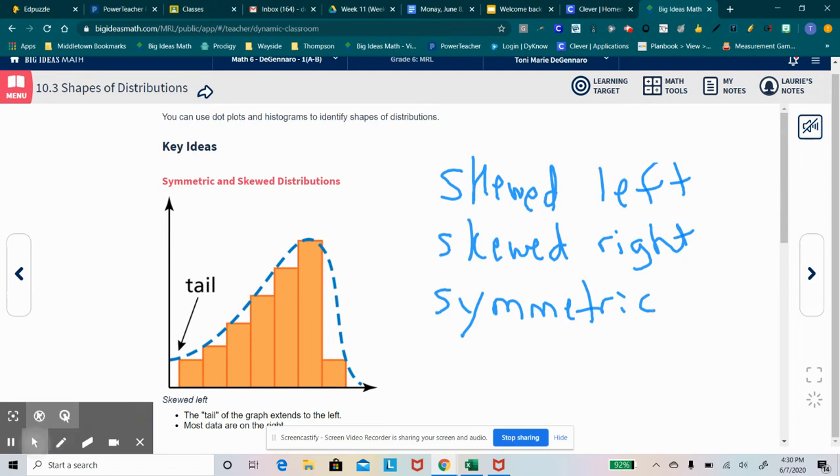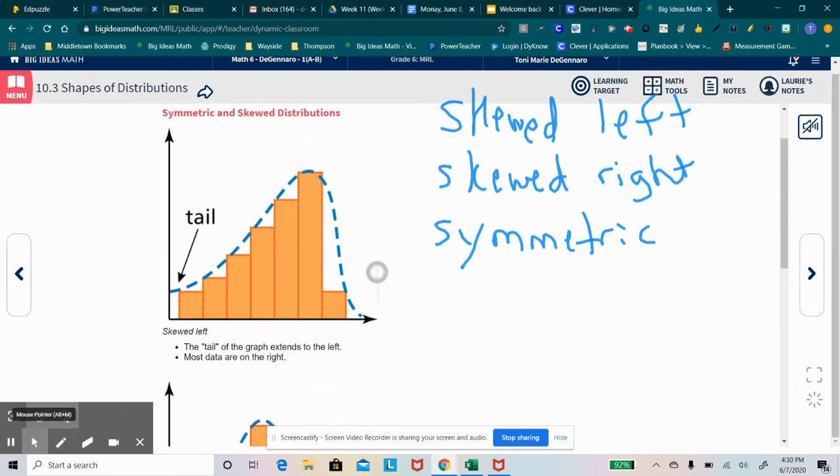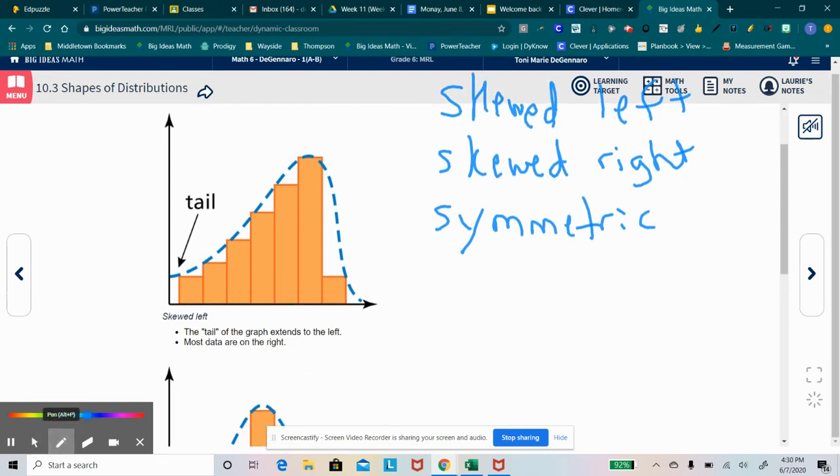All right, so when you're looking at your data, you need to look for, and they say it right down here, that the tail of the graph extends to the left. So to be a little silly, think of an animal and its tail, extending. So here is the tail right here. Since it's on the left-hand side of the data, that means this data is skewed left.